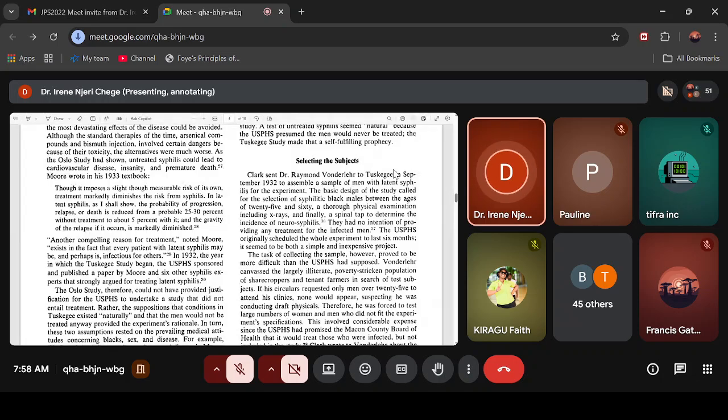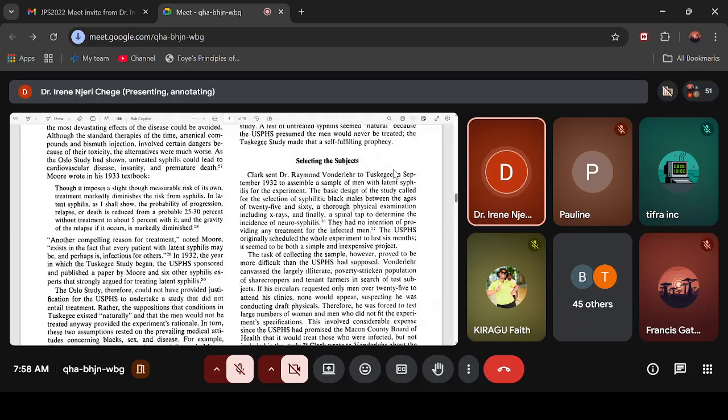The basic design of the study called for the selection of syphilitic Black males aged between 25 and 60. A thorough physical exam, including X-rays and a spinal tap, was done to determine neurosyphilis. They had no intention of providing any treatment for the men. So already here you can see there's no beneficence. Even the arsenic that was available at the time, they had no intention of treating these patients.